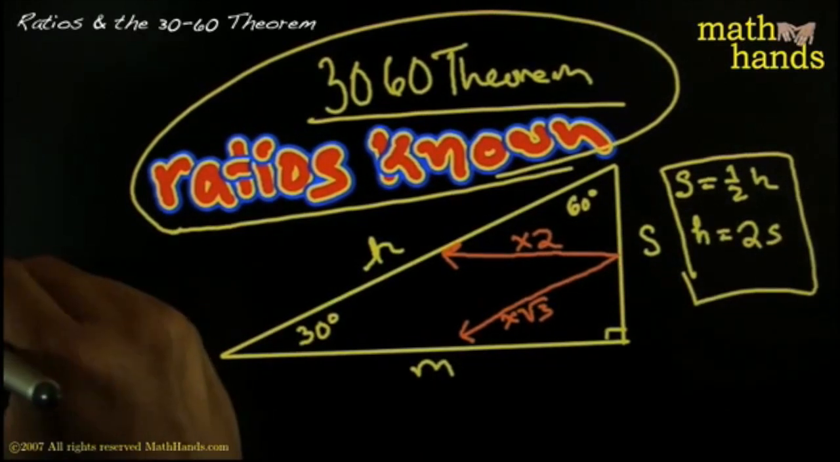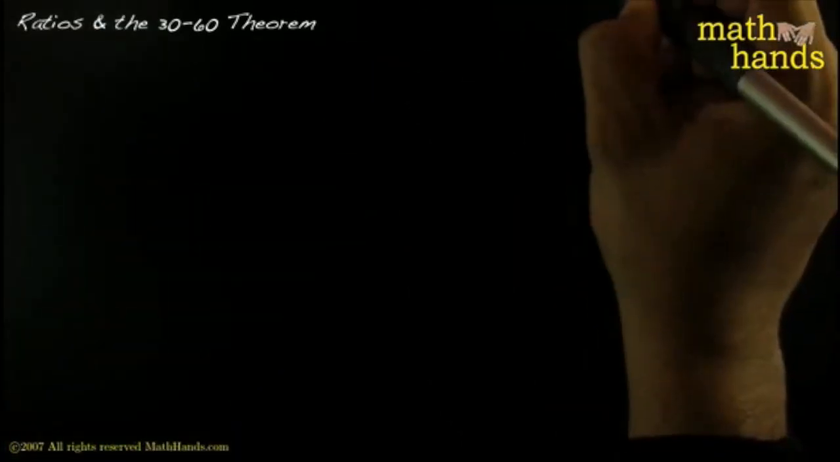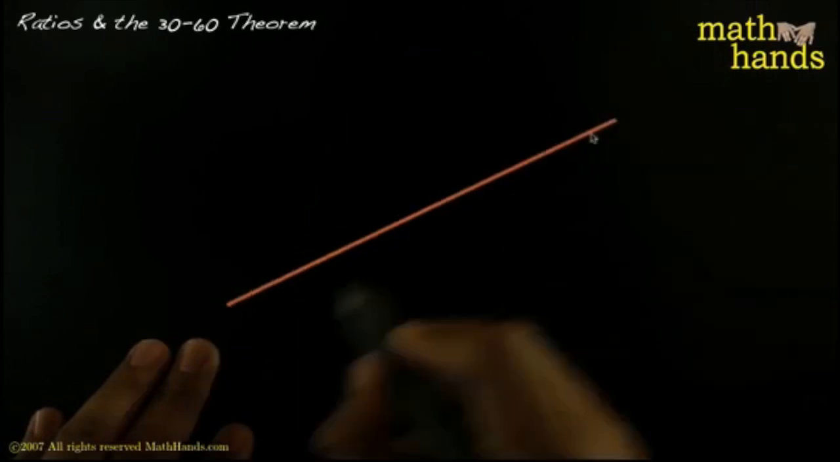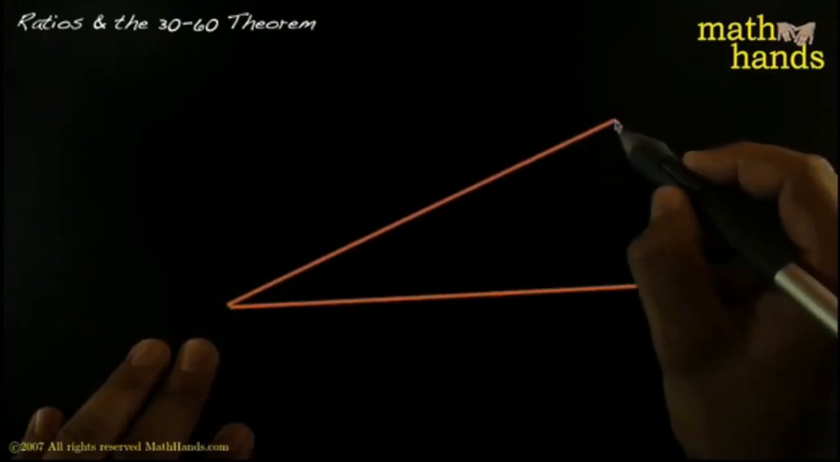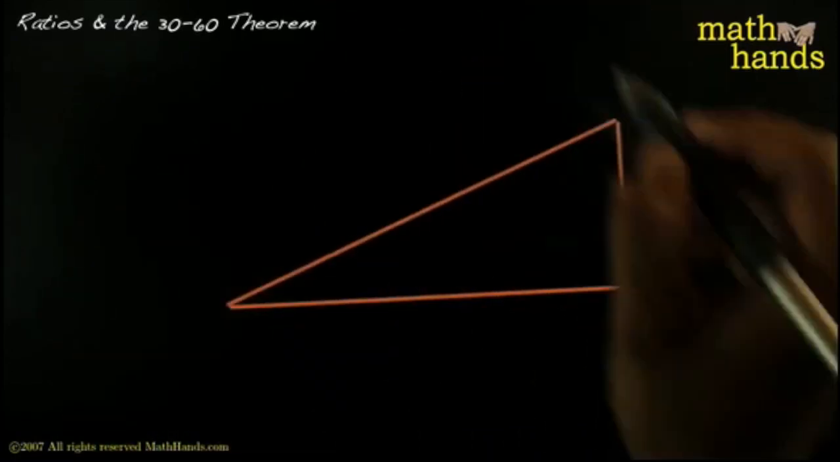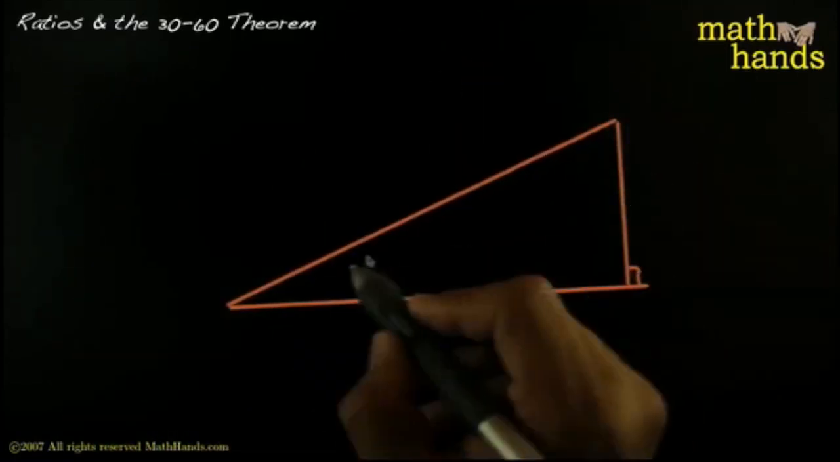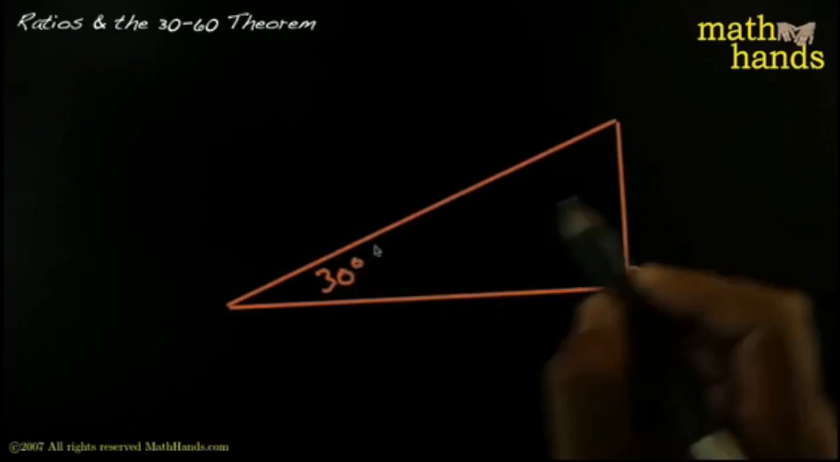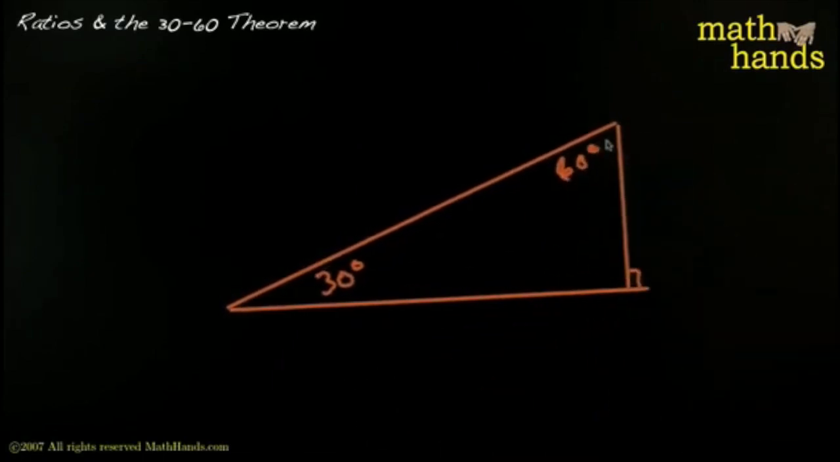Watch this. Talk is cheap. Let's actually do one. So suppose you've got a triangle here. I don't know, something like that. That is the right triangle. And suppose that this side, this is 30 degrees. And this is, of course, 60 degrees.